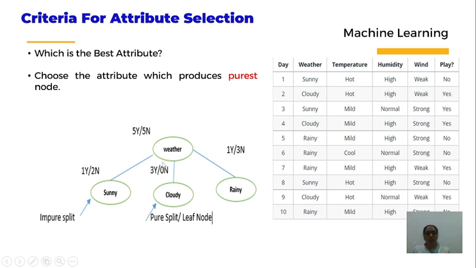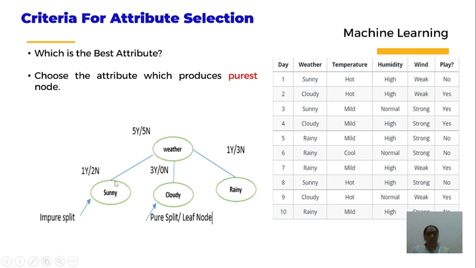Now you can see that if the weather is cloudy, the person must go to play. So here we are getting 3 yes and 0 no values. That means it is a leaf node, or we can say it is a pure split. Why is it a pure split? Because it is not divided further. Here we are getting either all yes or all no values. That's why it is a pure split, or a leaf node, and it is not divided further.